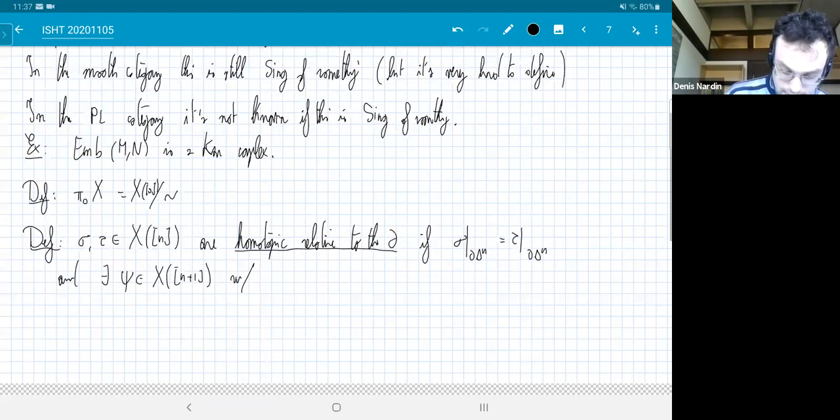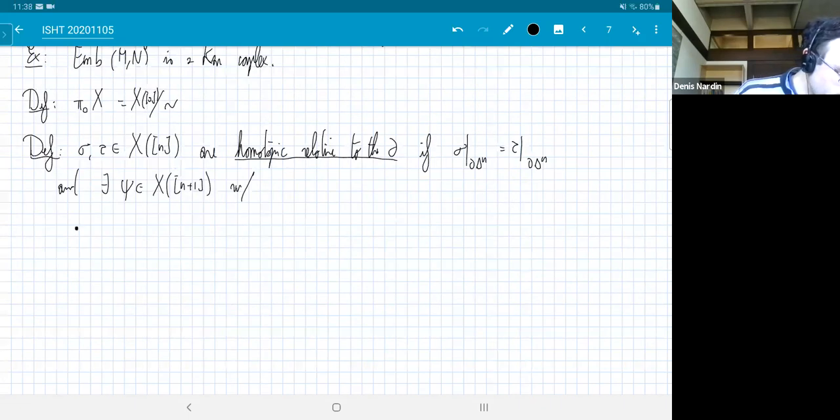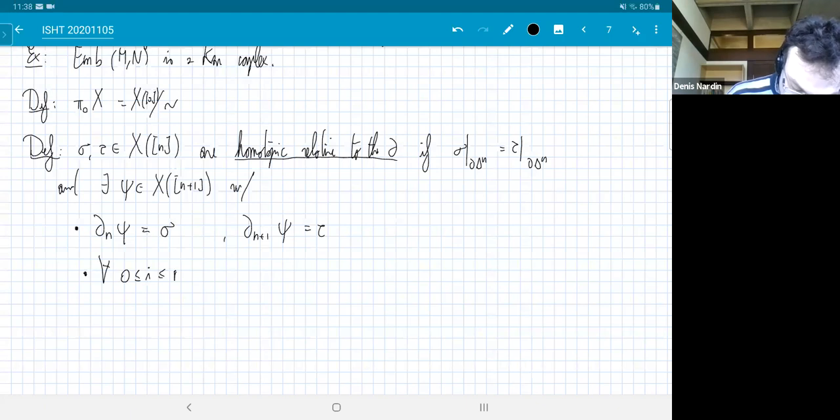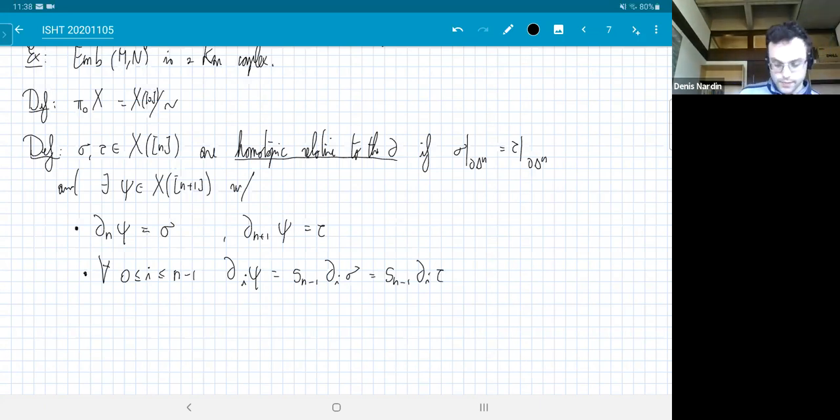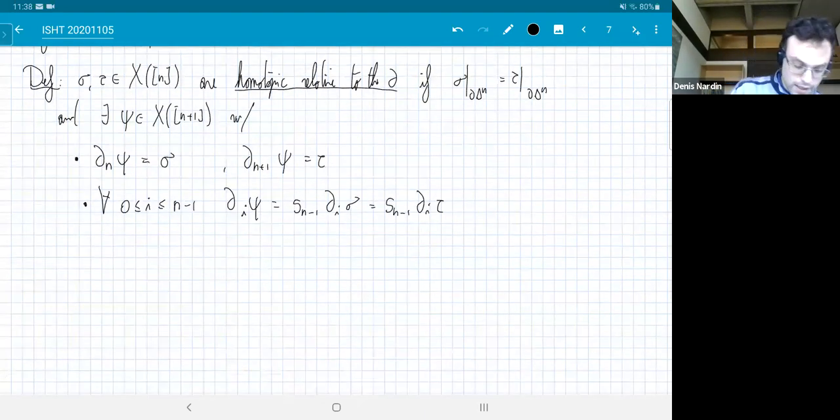And there exists an (n+1)-simplex psi such that its nth face is sigma, and its (n+1)th face is tau. And for every other face, for i from 0 to n minus one, you have d_i of psi is the degenerate simplex corresponding to this.